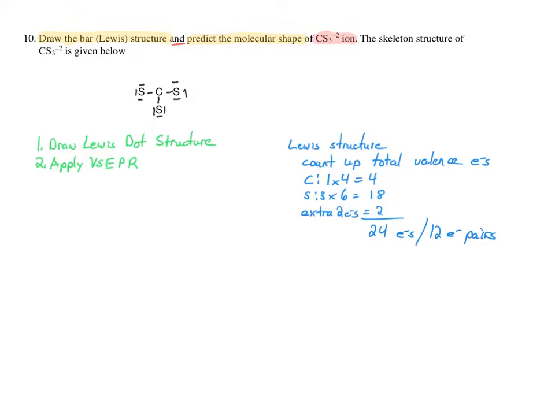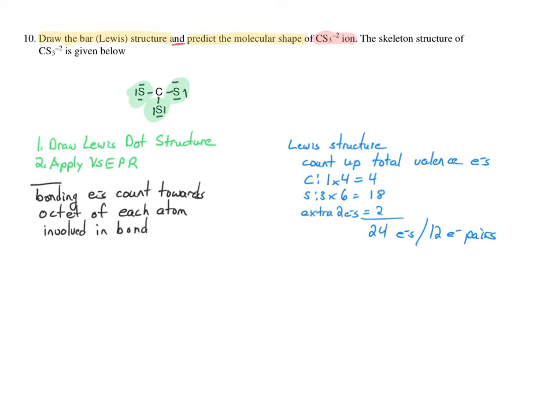Now when we look at our outside atoms, we see each of our outside atoms has a complete octet, 4 electron pairs. When we're counting our electrons, it's important to remind ourselves that the bonding electrons count towards the octet of each atom involved in the bond. So that's how we get 8 electrons around each of the outside atoms.